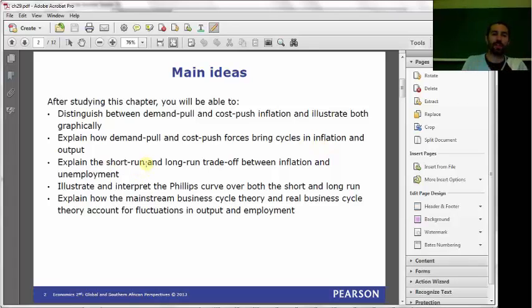Then we're going to introduce something called the Phillips Curve, and the Phillips Curve is a way of illustrating both the short run and long run trade-offs between inflation and unemployment. And then finally we'll just kind of give a review on some business cycle theory.